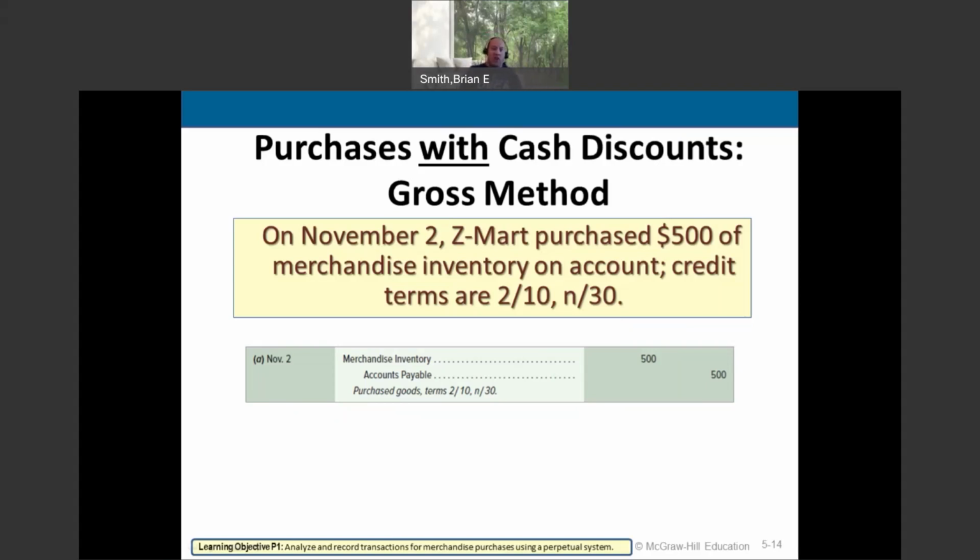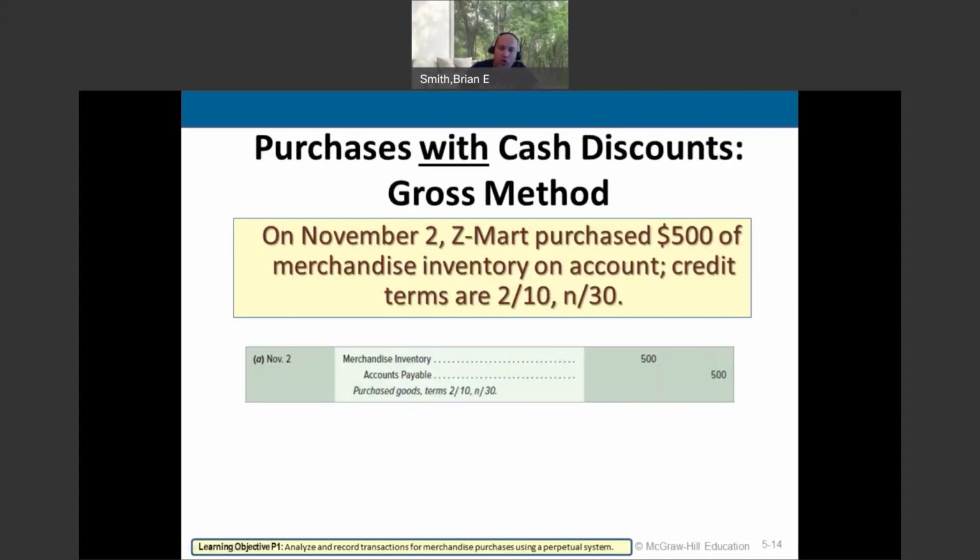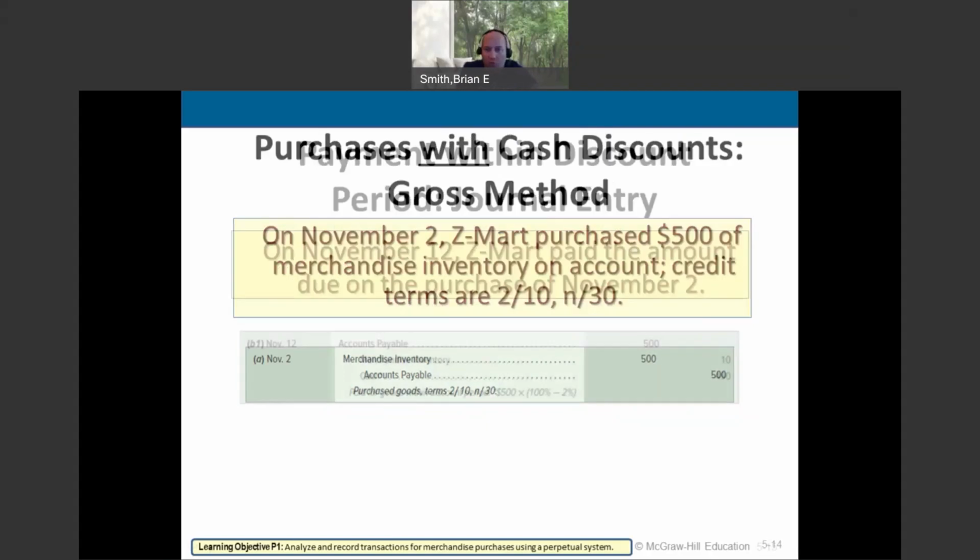So we're given 2/10 net 30. What if we pay it in the discount period? What we're going to do is reduce our accounts payable, because we owed them $500. We're going to reduce that by $500. We don't owe them anything when we pay them.